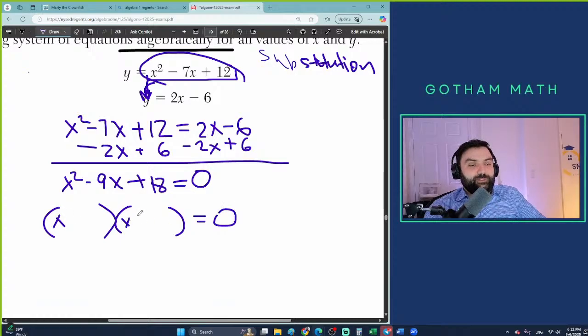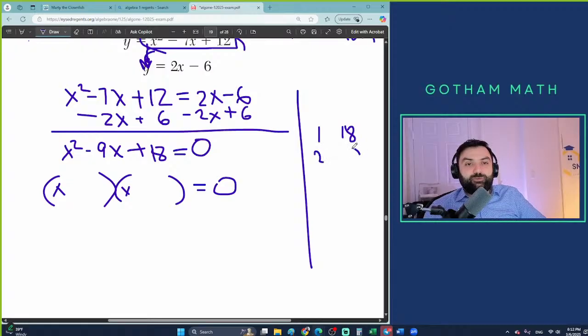We have to find two numbers that multiply to 18 and add to negative 9. So what multiplies to 18? 1 and 18, 2 and 9, 3 and 6. What we're going to use is 3 and 6, because these two numbers can produce negative 9. So it's going to be negative 3 and negative 6, because negative 3 plus negative 6 is negative 9. Negative 3 times negative 6 is positive 18.